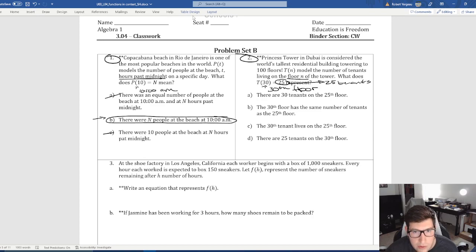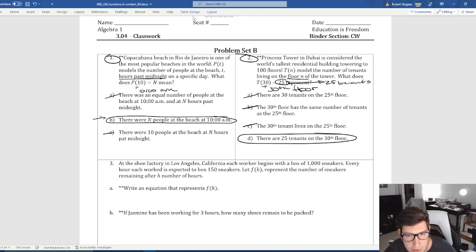Let's see what matches. There are 30 tenants on the 25th floor. Not A, that one reverses the numbers. The 30th floor has the same number of tenants as the 25th floor. No, that's not quite going to be it. The 30th tenant lives on the 25th floor. No, that's also not going to be it. In option D, there are 25 tenants on the 30th floor, 100%. That is absolutely what we want.